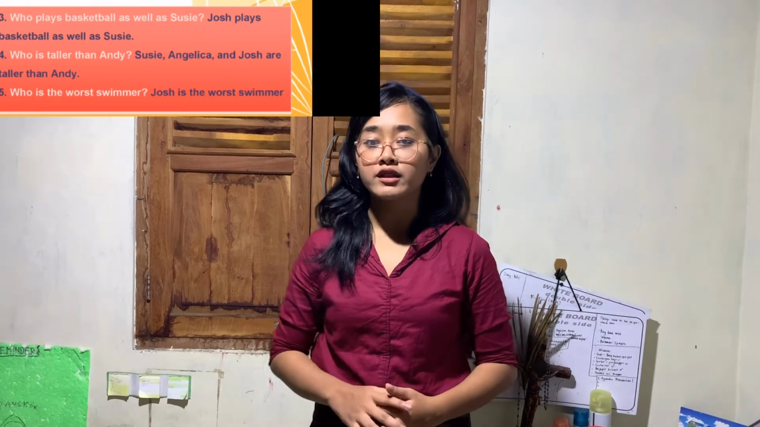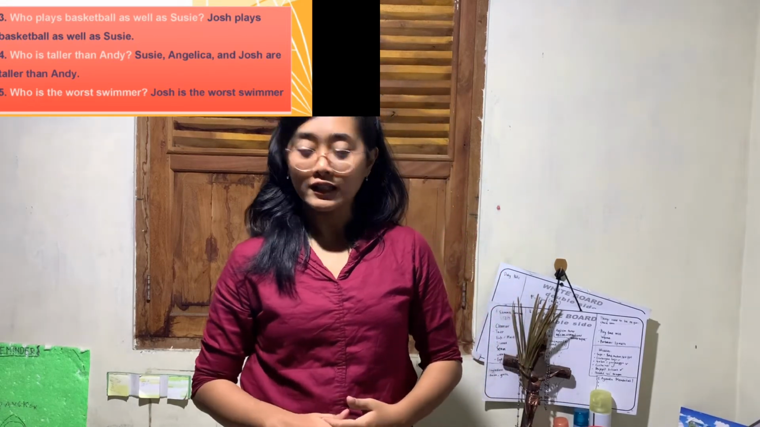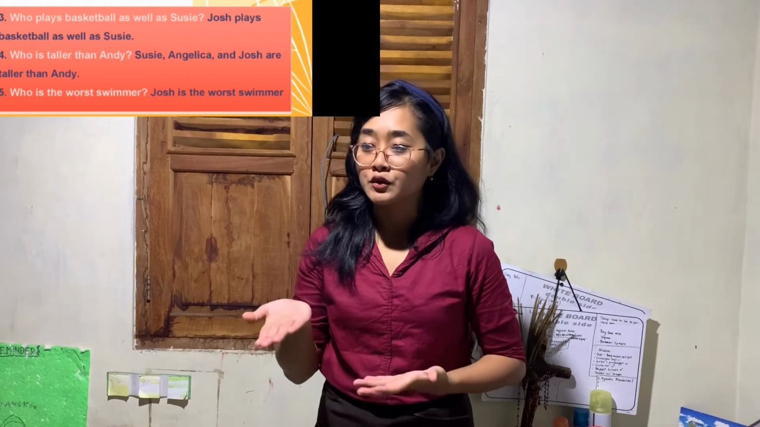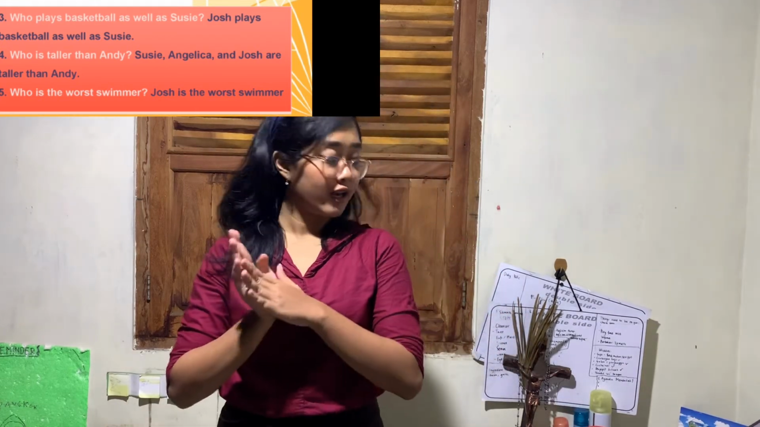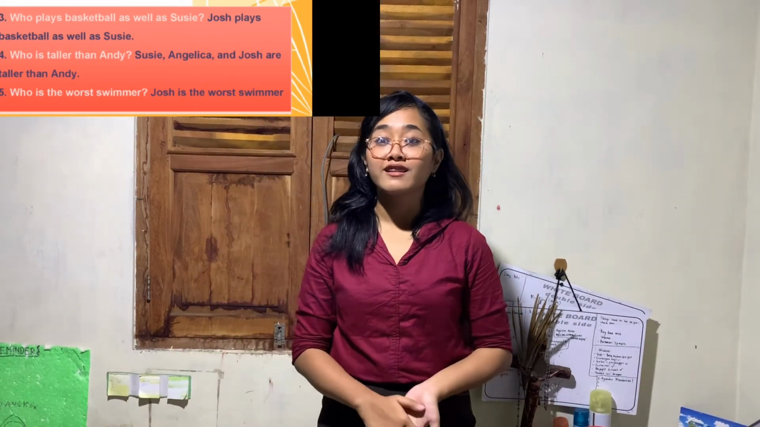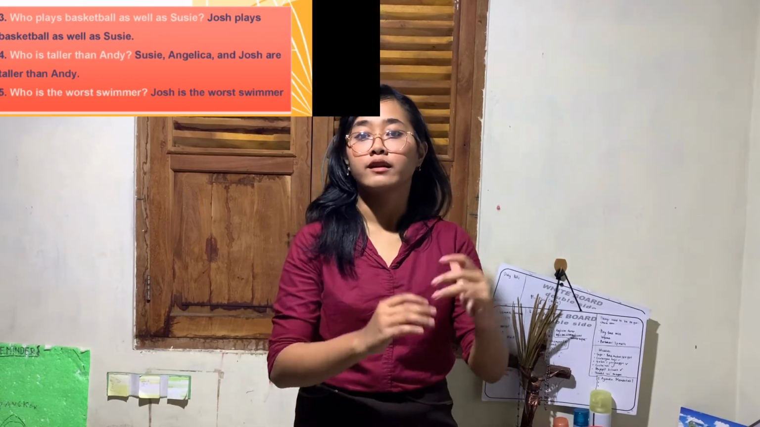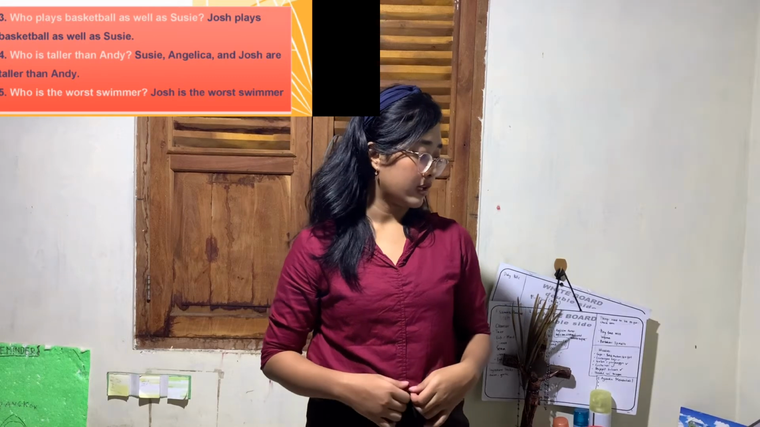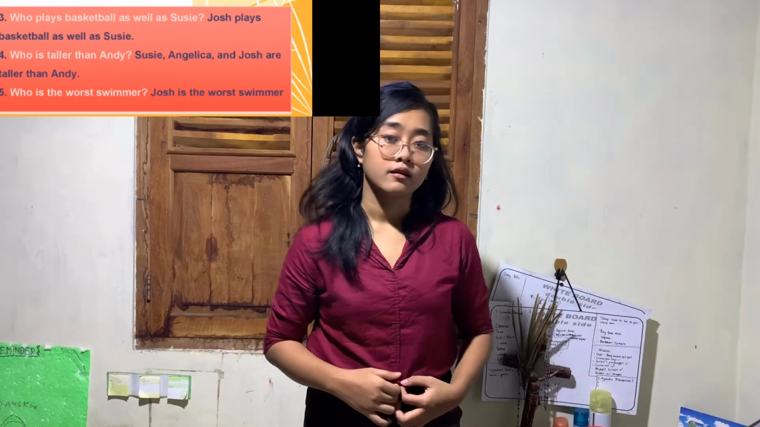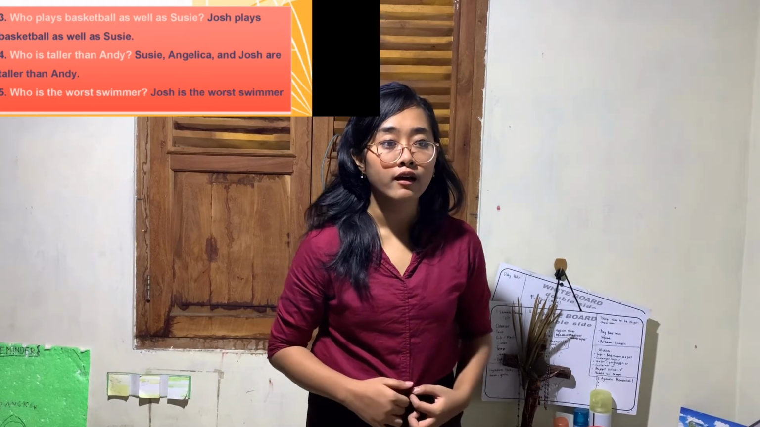Okay, who wants to answer? Cindy? Okay. Susie, Angelica, and Joss are taller than Andy. Yes, based on the picture, they are taller than Andy. Okay, the last number. Who is the worst swimmer? Yes, Vera. Joss? Yes, great. Joss is the worst swimmer.